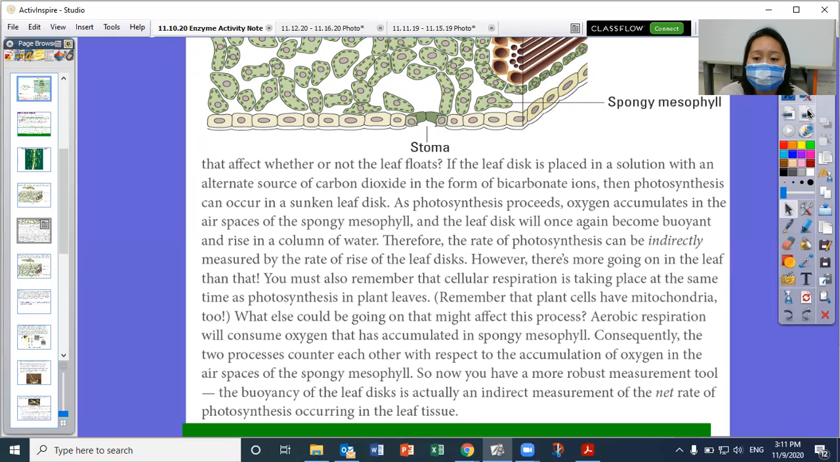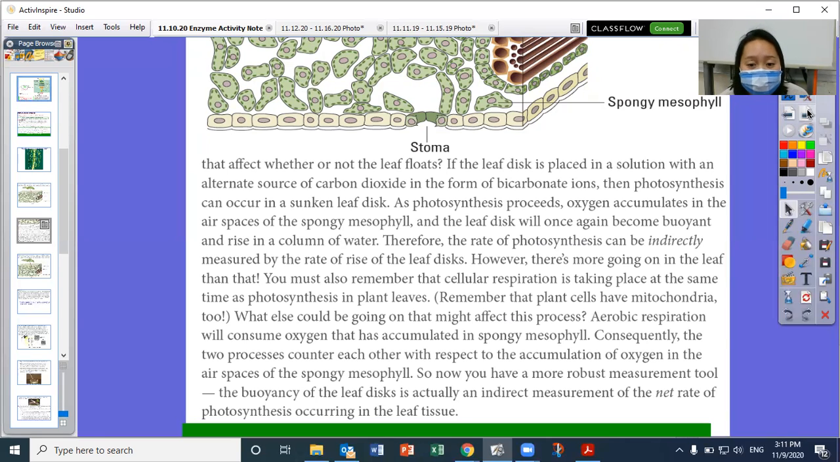However, there's more going on in the leaf than that. We must also remember that cellular respiration is taking place at the same time as photosynthesis in plant leaves. Remember that plant cells have mitochondria too. What else could be going on that might affect this process? Right? Aerobic respiration will consume oxygen that has accumulated in the spongy mesophyll. Consequently, the two processes counter each other with respect to the accumulation of oxygen in the air spaces of the spongy mesophyll. So now you have a more robust measurement tool.